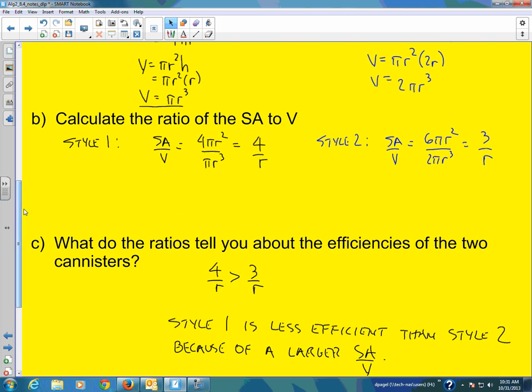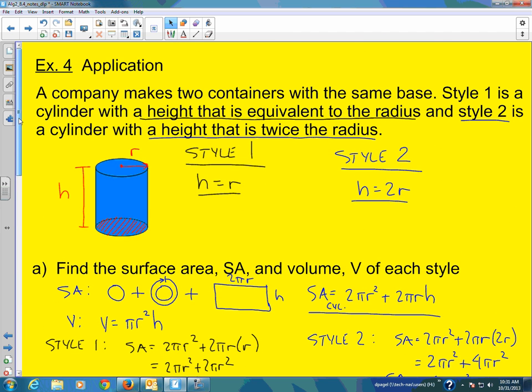Let's go ahead and make our height twice as big as our radius, and we will be more efficient in the production of our containers. So there we go.